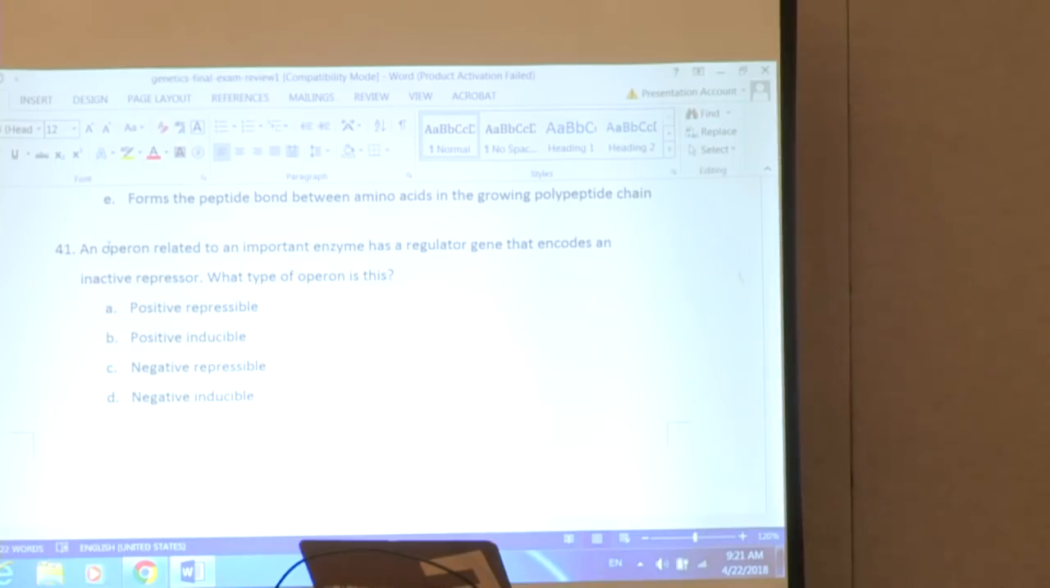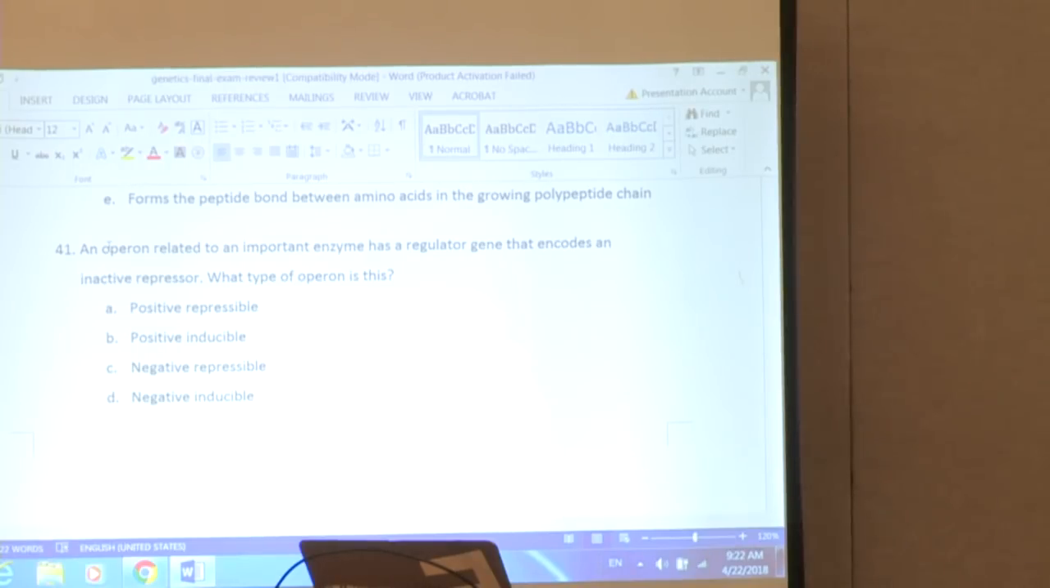Yeah, so an operon related to an important enzyme has a regulator gene that codes an inactive repressor. What type of operon is this? And I know she didn't really include positives in your guys' class, so we don't really have to worry about those. All we have to look at is whether or not it's repressible or inducible, right? So it's coding an inactive repressor. So what do you guys think? Is it repressible or inducible? Inducible? Does everyone agree with inducible?